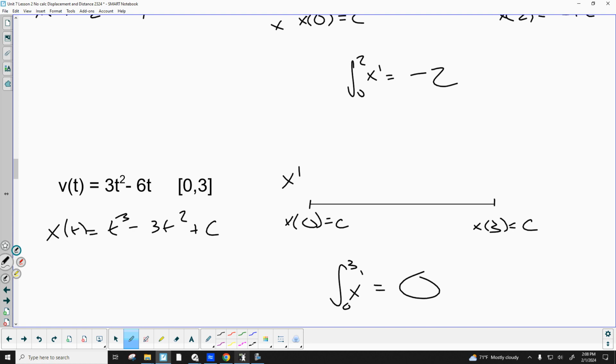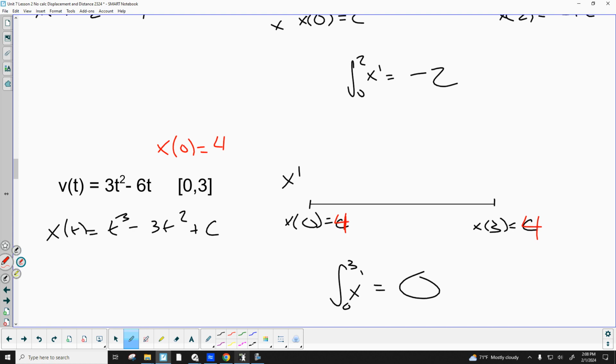Okay? Now, what if I told you x of 0 was 4? Would you agree with me that c would turn into 4? Would you change this answer at all? So this is very important. We want the c's to be there. If you know what c is, great, but it doesn't change your displacement.